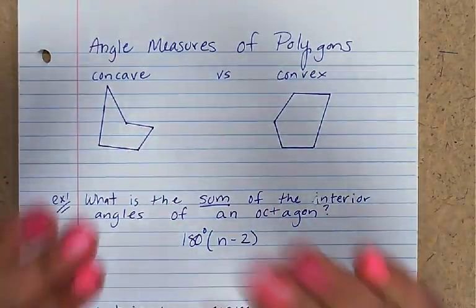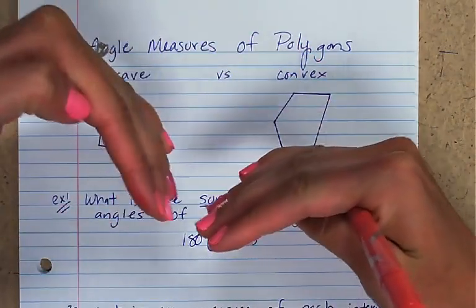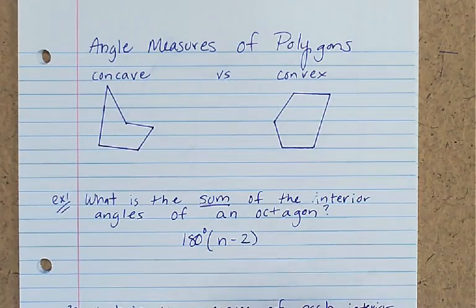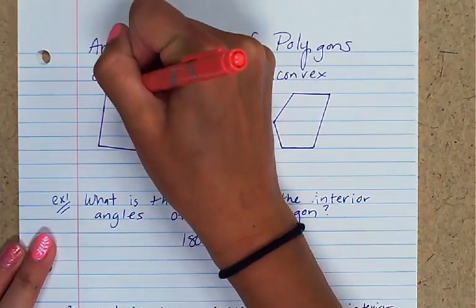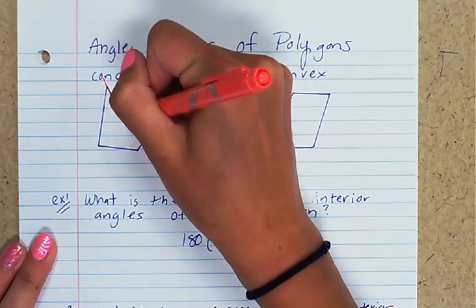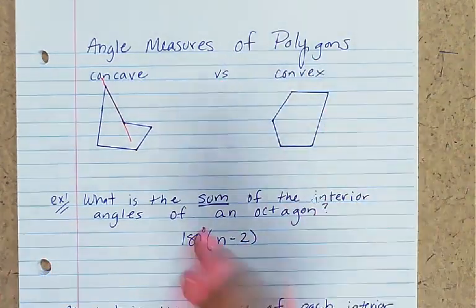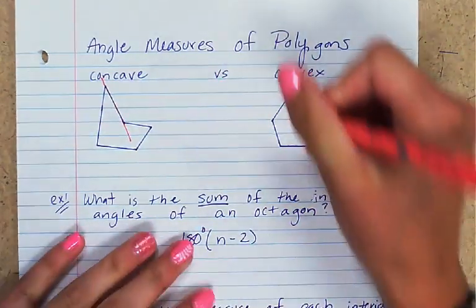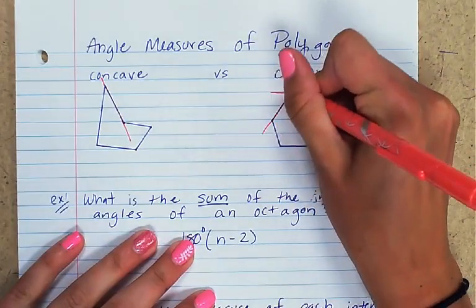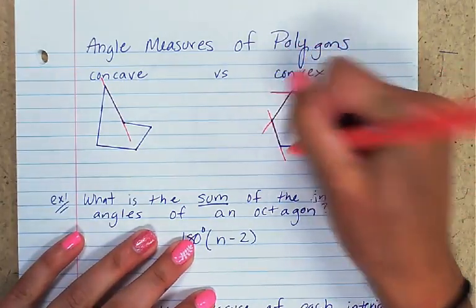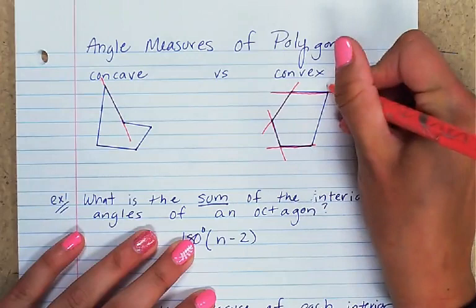So concave, the way I think of it, is part of the shape is caved in on itself. Another way that you can tell is if you extend the sides of a concave polygon, it will go inside the polygon. Versus convex, when you extend all the sides, they all stay outside of the polygon. They don't go inside of it. It's like that.